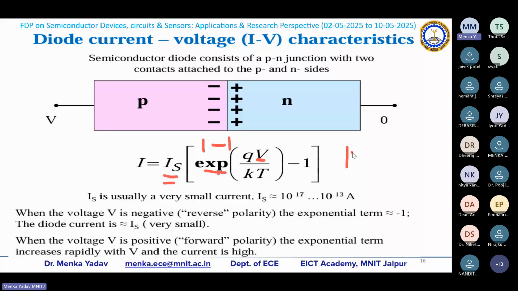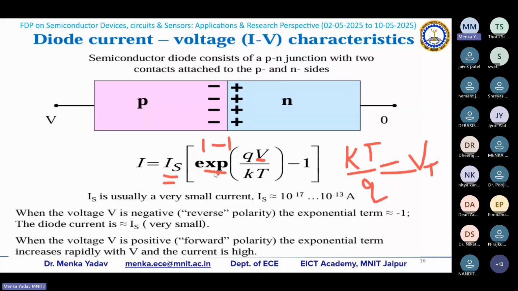KT by Q is the thermal voltage. At room temperature, it is 25.8 millivolts. It is represented by VT. That's the thermal voltage, and it is represented by VT.